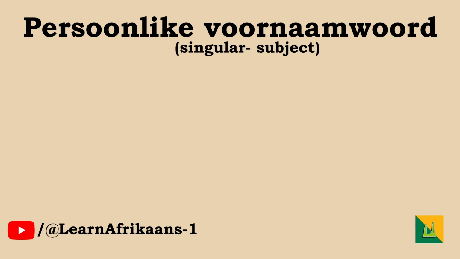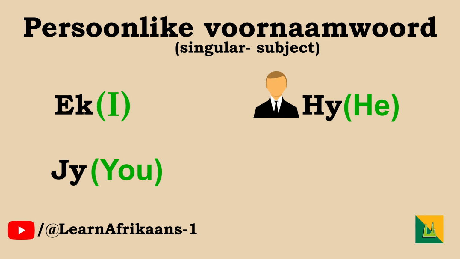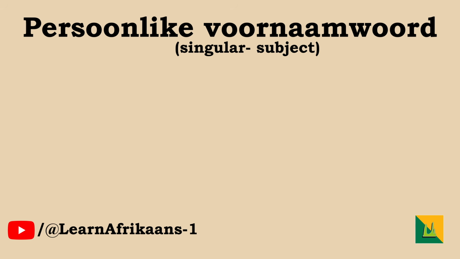Let's look at all the singular persoonlike voornaamwoorde. First, if referring to yourself, you use ek. Ek. When you refer to someone else, make use of jy. Jy. When it is a male, you use hy. Hy. When it is a female, use sy. Sy. Let's see how they occur in sentences.